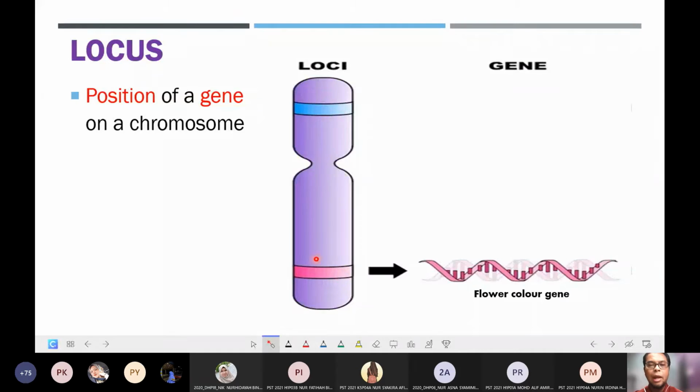And of course, there will be many genes on this one chromosome, and so there will be many loci for this one chromosome. So locus is the singular form, meanwhile loci will be the plural form of this word. If you can see in this diagram, this will be an example of the locus for this particular gene, the gene for the color of the flower.